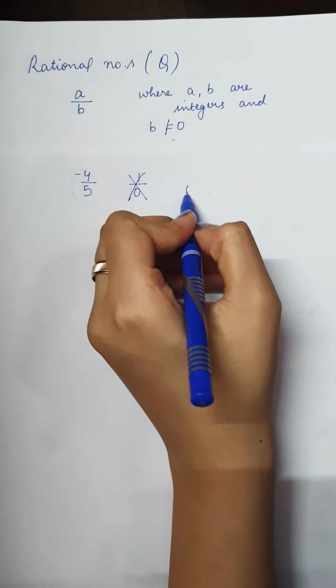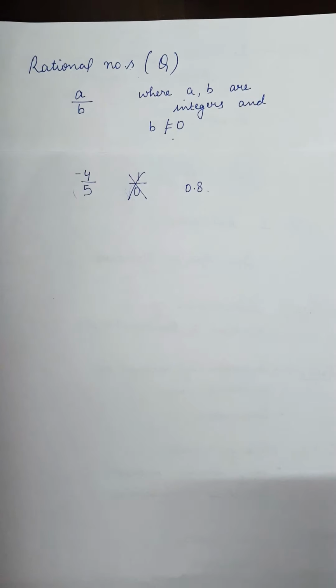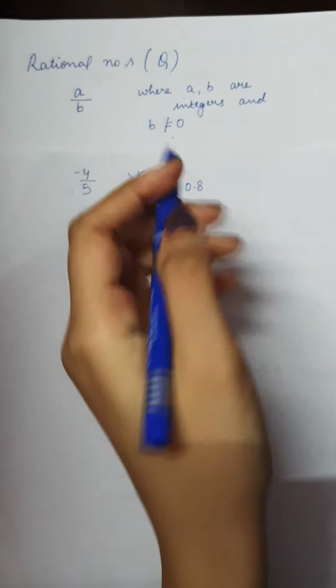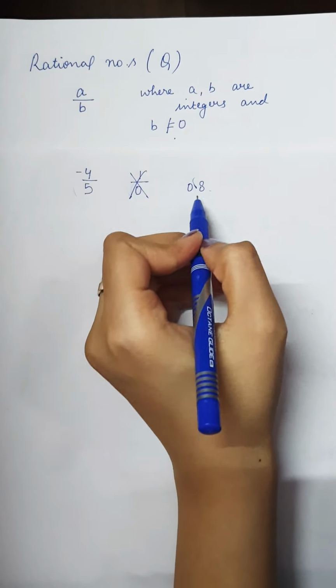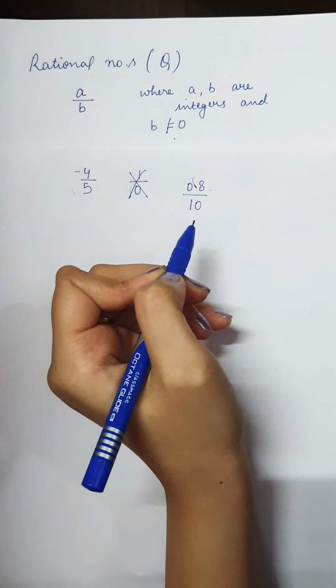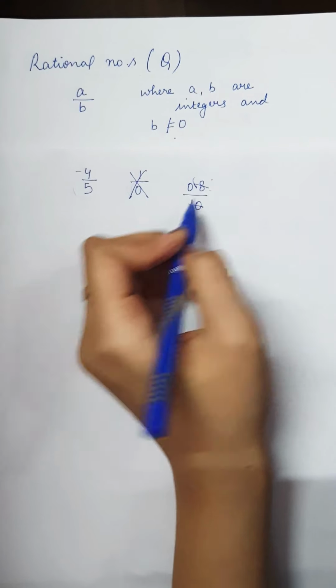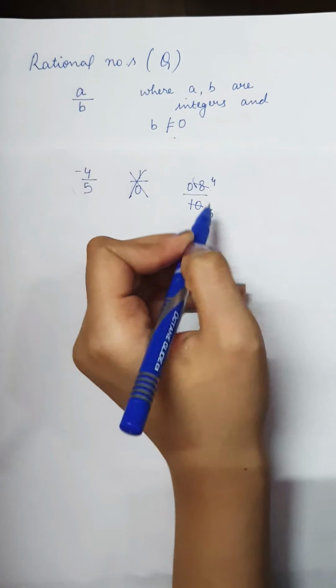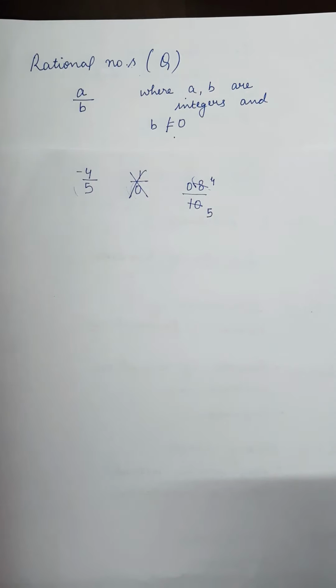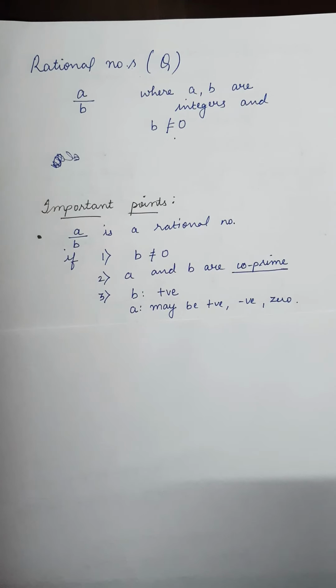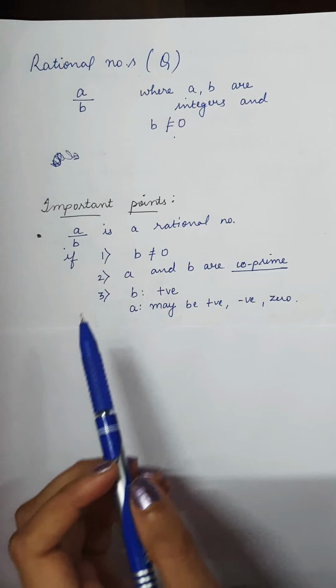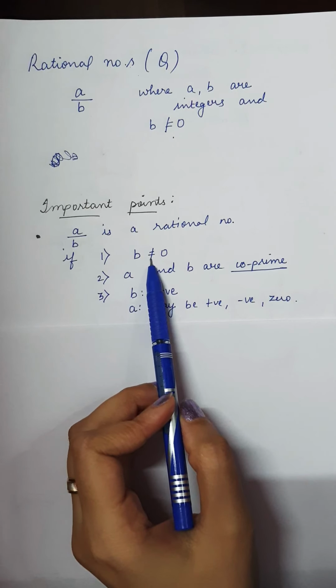What about a number, say 0.8? What about this? Yes, this can be expressed in the form of fraction and we can simplify by 2, 4 by 5. Now 4 and 5 both are integers, so it is a rational number. Now, very important point, a by b is a rational number only if the denominator is non-zero.